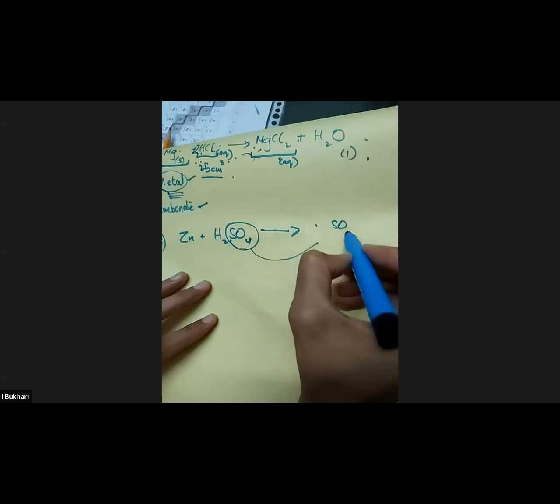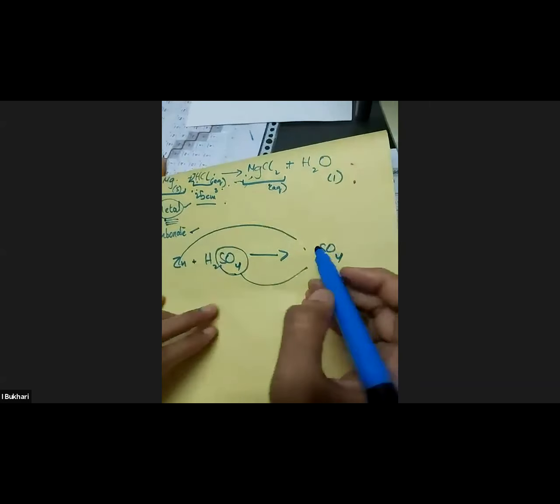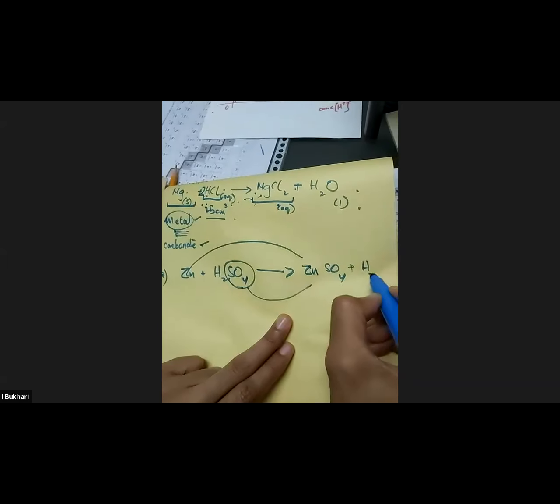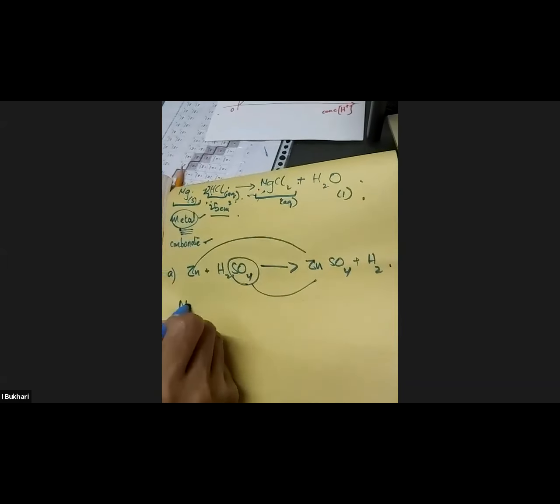So acid will give us the anion, and metal will form the cation, right? So we will get zinc sulfate plus hydrogen gas, because there's hydrogen. So metal reacts with acid to give salt and hydrogen.